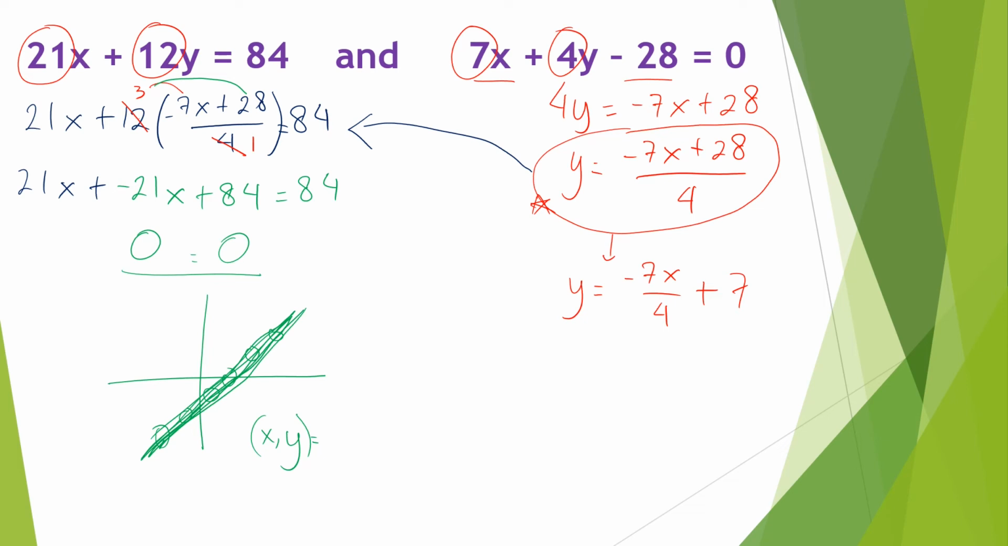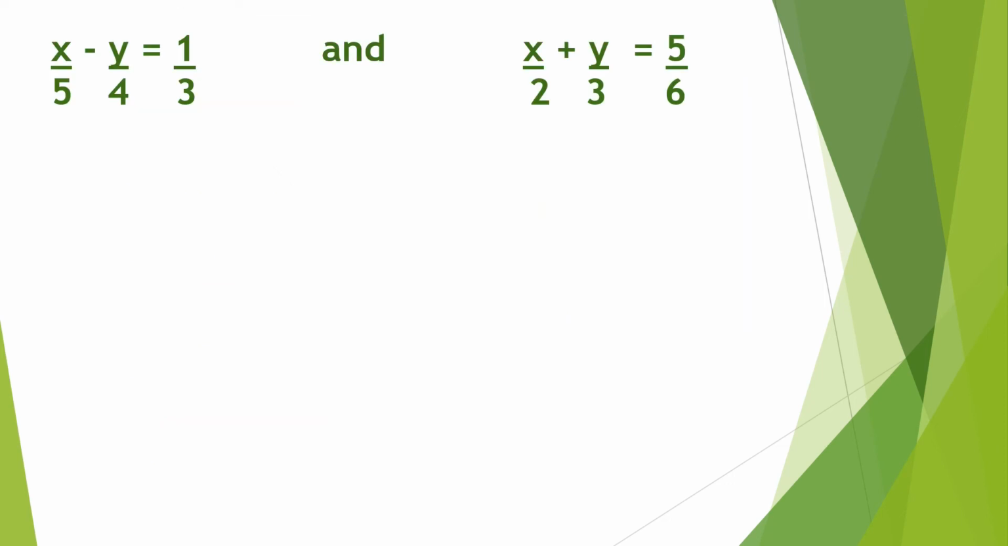You can check this also. Look, 7x becomes 21x, times 3. Yes, 12y is also from 4 into 12, y times 3 also. 28 times 3 also becomes 84. So that is the same line. Okay, let's see the other example.